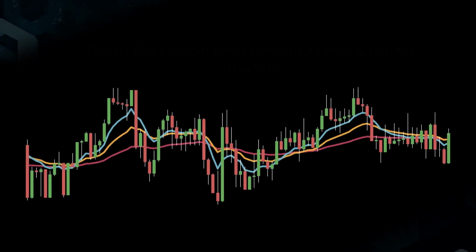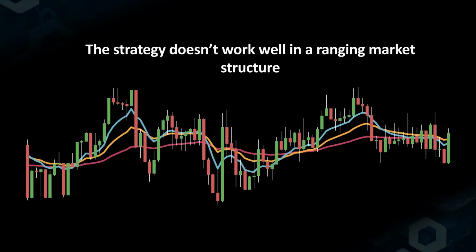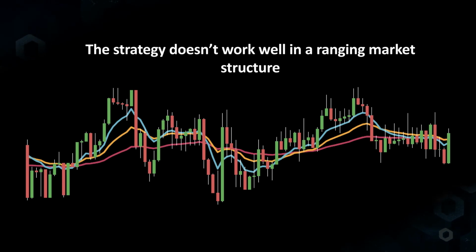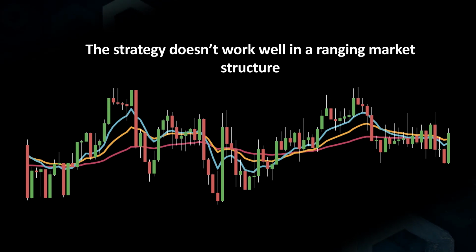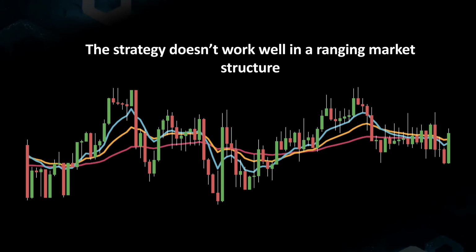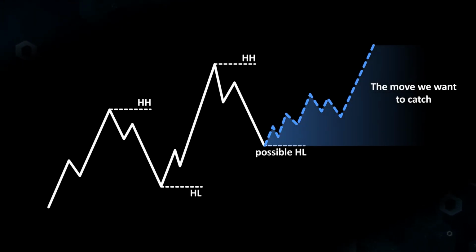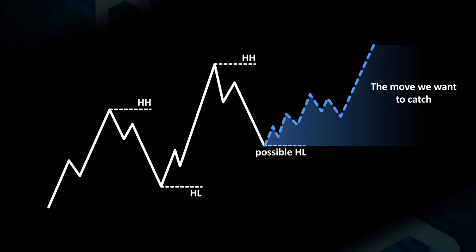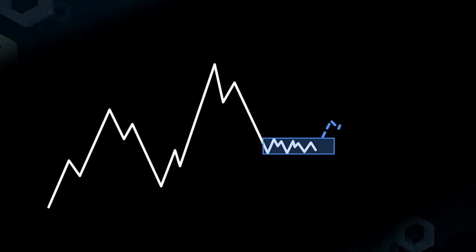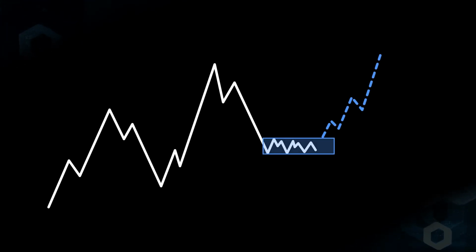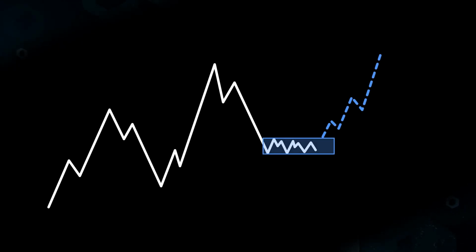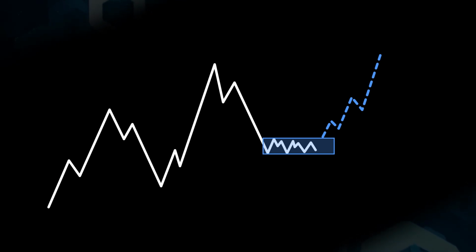The strategy works well in certain market conditions. For example, it won't work on a ranging market structure as the EMAs will give a lot of false signals. What we'll do is look to catch the move from one swing point to the other. For example, in an uptrend, we'll want to catch the move, or a partial part of that move, from one higher low to the next higher high. If the market creates a ranging zone at a higher low, it will be to our advantage as we will be looking for a potential entry when the price breaks the resistance of that ranging zone.